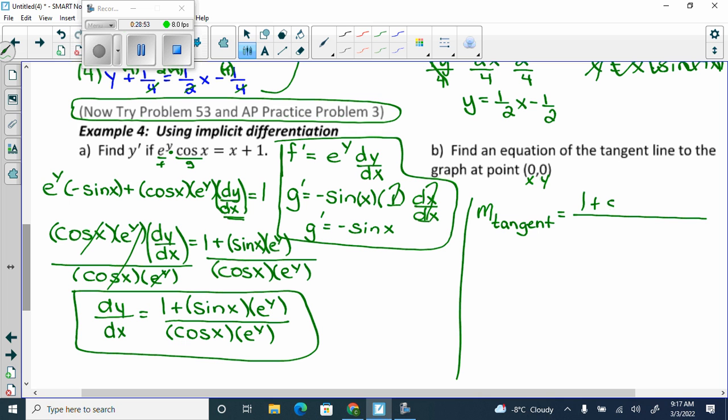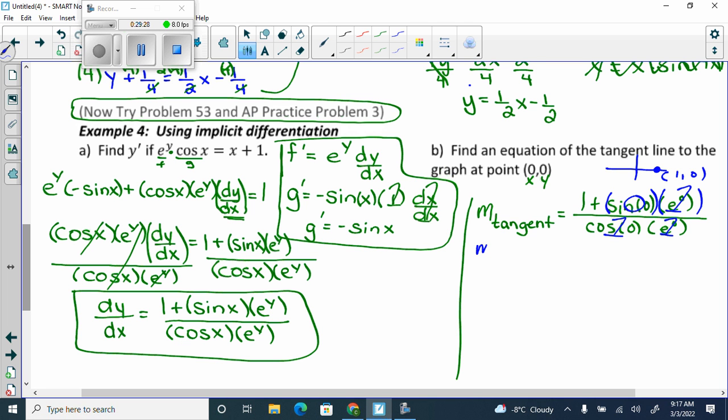Memorize: 1 plus sine of 0, e to the 0, over cos 0. And these are easy trig ones, the zeros. E to the 0, so e to the zeros become 1s. Here's your normal point, right? It's at 1 and 0. So cos of 0 is 1, sine of 0 is 0.